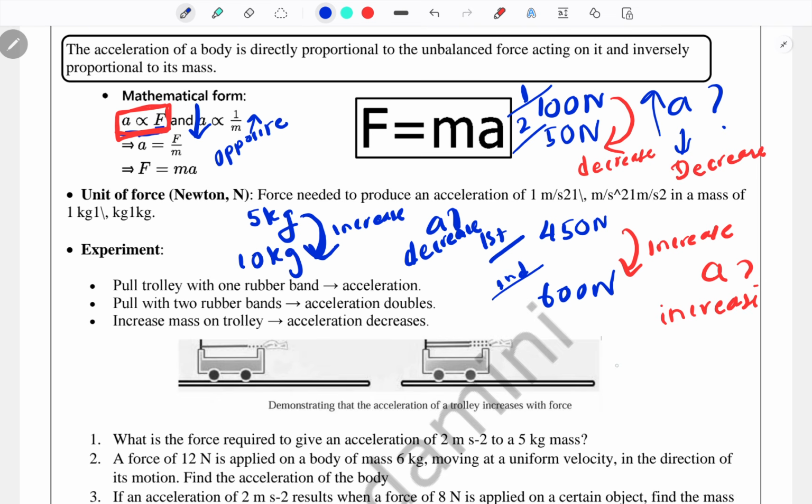In a similar way, if you take a 200 kg object and you change that object to 5 kg, what happened? Mass decreased. Then what happened to the acceleration? Acceleration should increase because the opposite thing is occurring in the inversely proportional case.